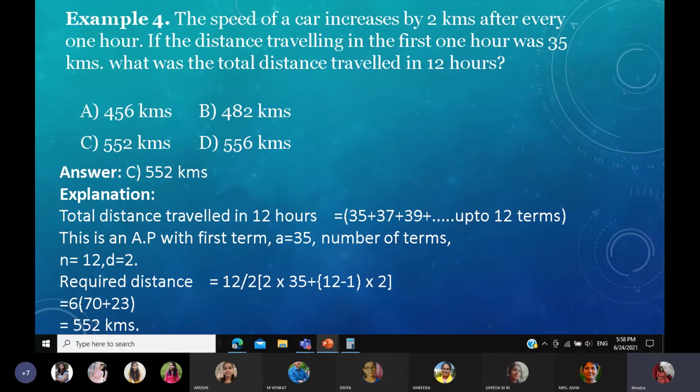Total distance traveled in 12 hours is equal to 35, where the first hour covers 35 kilometers. So adding 12 terms, 35 plus 37 plus 39 up to 12 terms. This is an arithmetic progression with first term a equal to 35, number of terms n equal to 12 and d equal to 2, where the distance required is equal to 12 divided by 2, n by 2 into 2 into 35 plus 12 minus 1 into 2, where we get 552 kilometers. The required distance traveled.